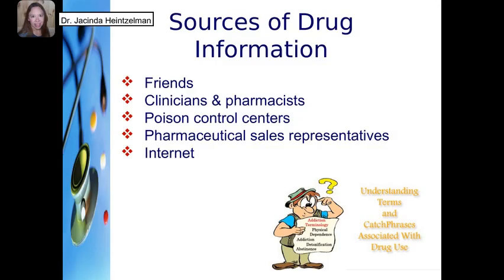Where do you think your patients get the sources of drug information? Well, a lot of times they ask a friend. Think about yourself. Do you ask a friend? Maybe you call up your mom or your dad and ask them. Maybe you have an aunt or uncle that you call up. Some people will talk to the clinicians, they'll talk to the pharmacists, and the pharmacists are available at the pharmacies.